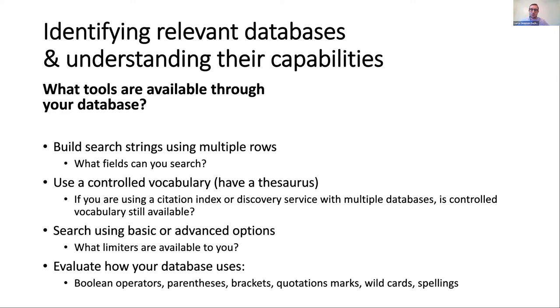How does wildcard searching work, or spellings? I'll give the example. IEEE Xplore will recognize both American and British spellings for words, so it will automatically search those for you. You don't have to do quite as much wildcard searching using that particular database, because it is set up to automatically do that. Some databases are set up to automatically stem.